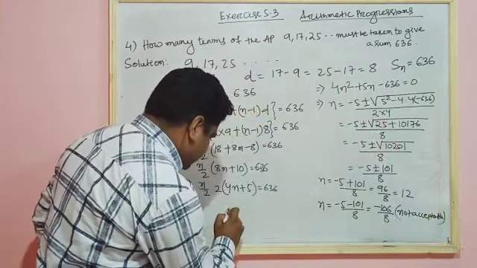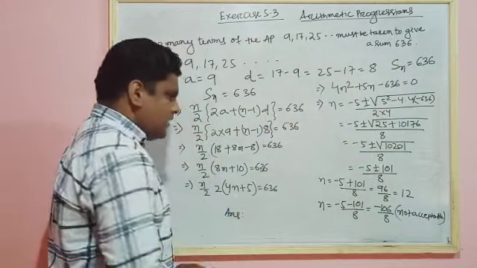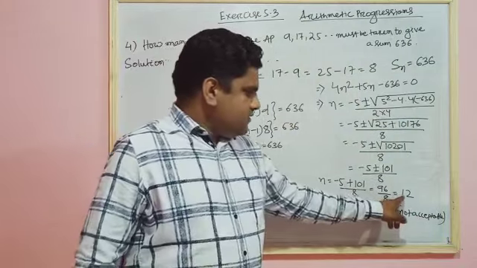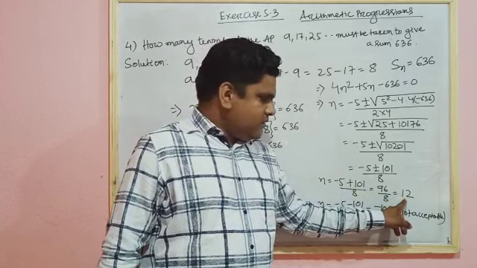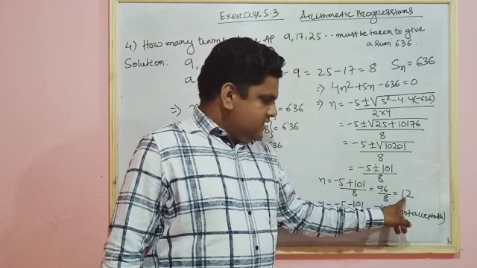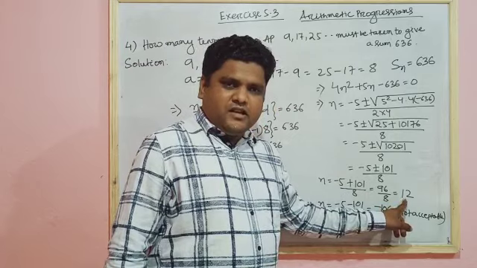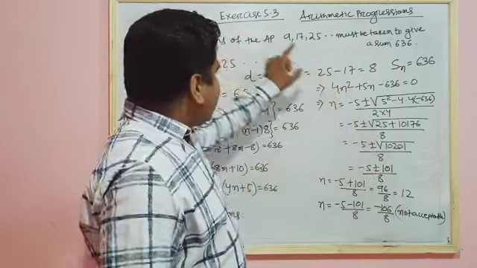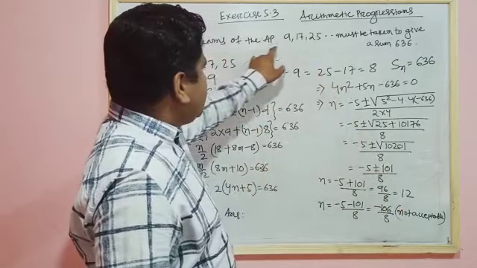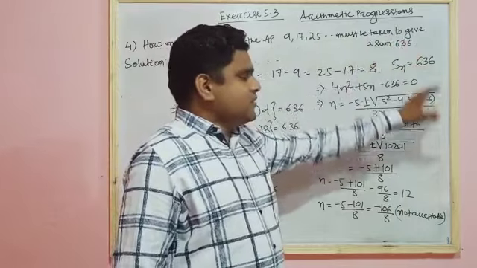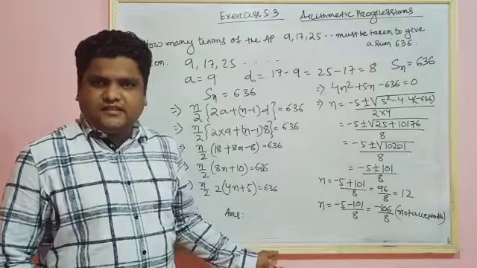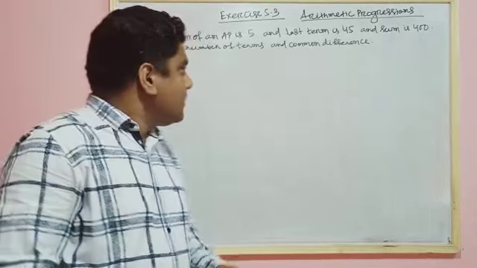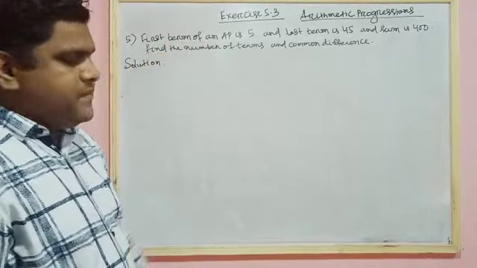So the final answer is, only 12 is acceptable for the value of n, because the number of terms is always a counting number or a natural number. So we can write the final answer. So 12 terms of this AP must be taken to give a sum of 636.